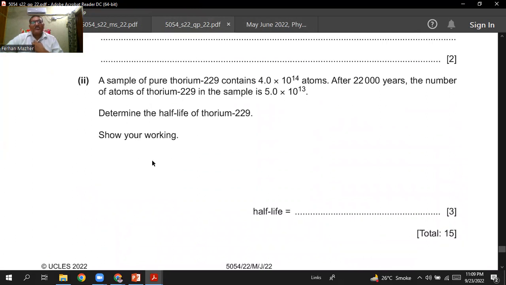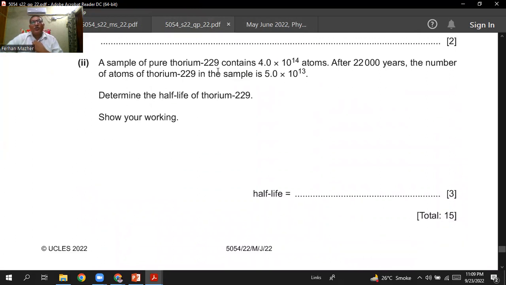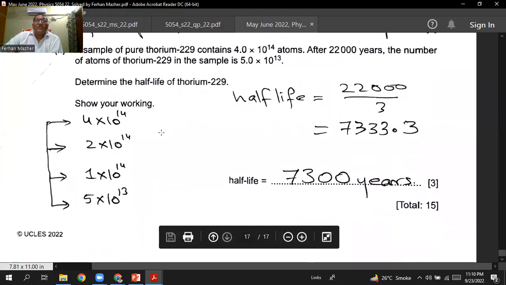Okay. Then the question is, a sample of pure thorium-229 contains 5 × 10^14 atoms. After 22,000 years, the number of atoms of thorium-229 in the sample is 5 × 10^13. Determine the half-life of thorium-229. Show your working, 3 marks numerical. So this is how we do the working.